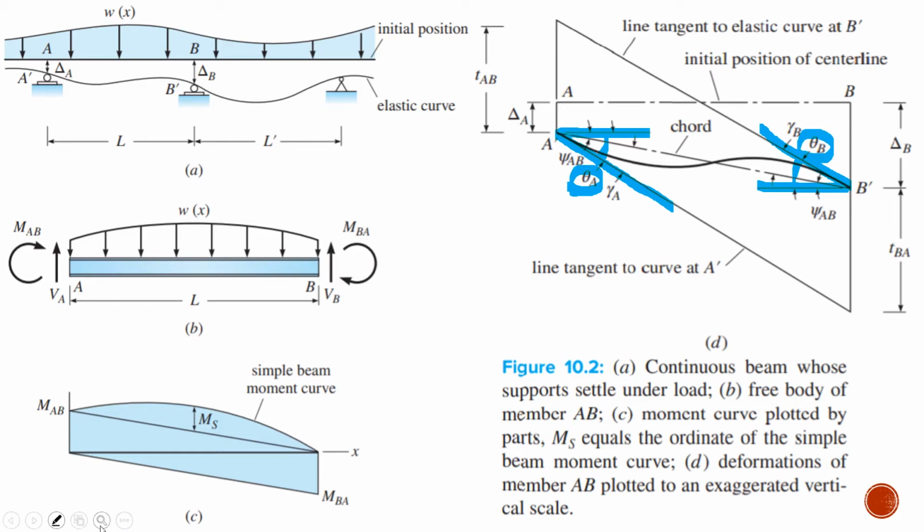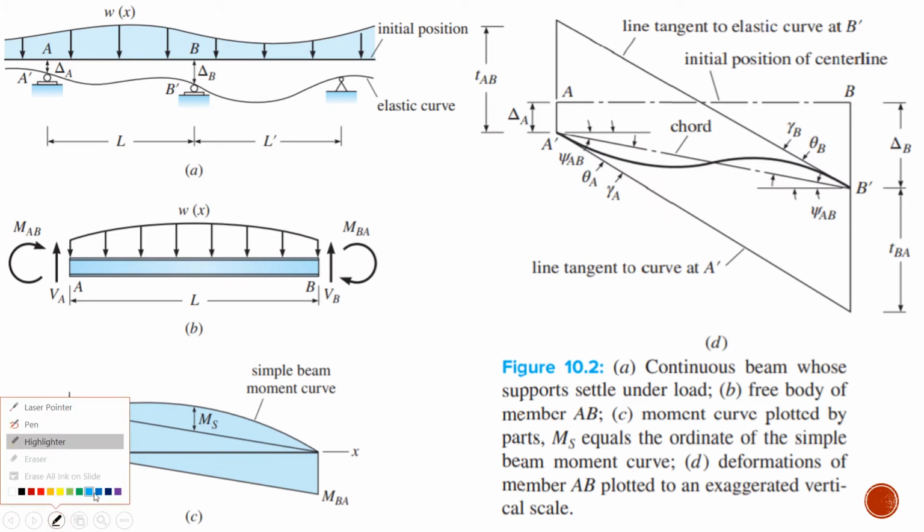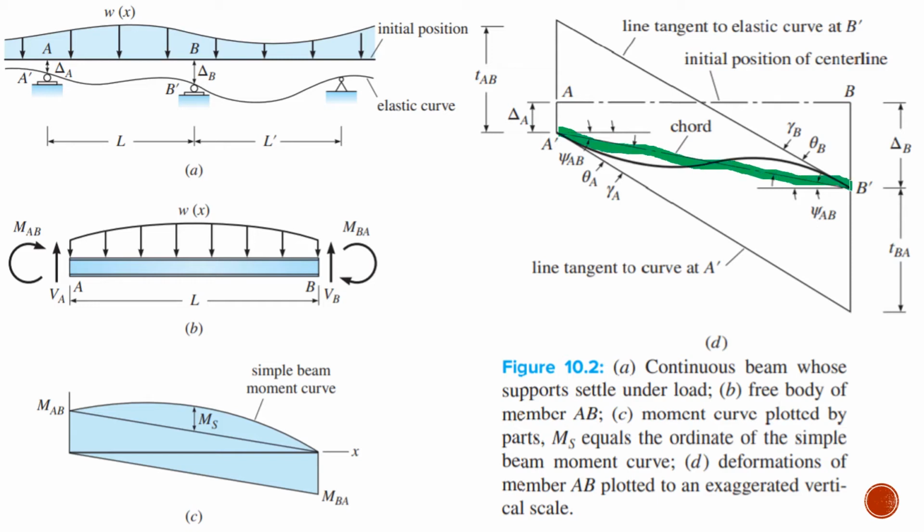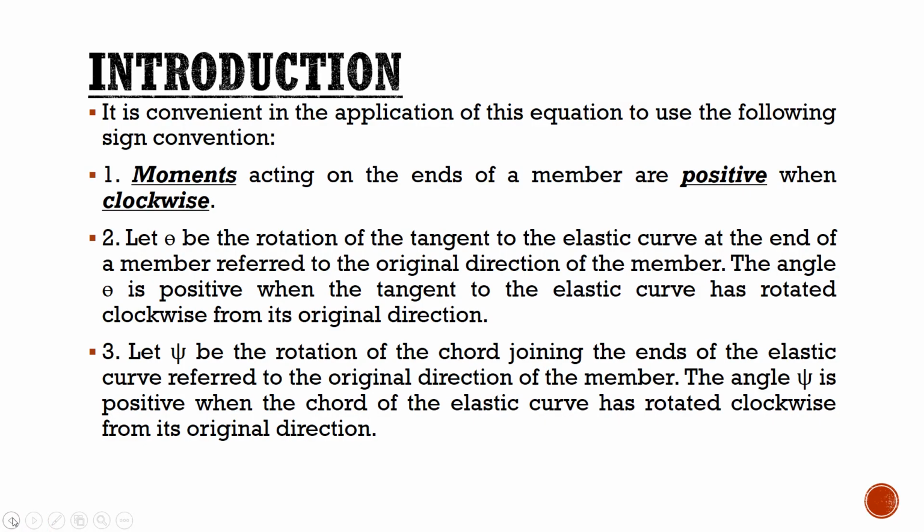How about the rotation of the chord? The chord is the line connecting point A to point B. Again, if you create a horizontal line, the angle between the horizontal and the chord is psi AB. That is the rotation of the chord. I will not derive this because it is complicated and you will not really use it. I am only introducing it to you.